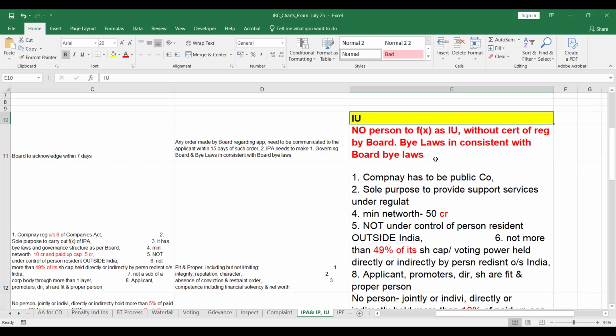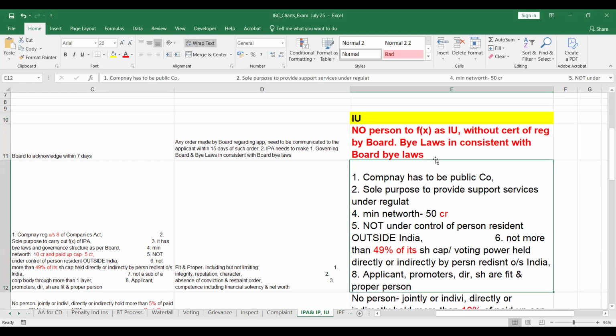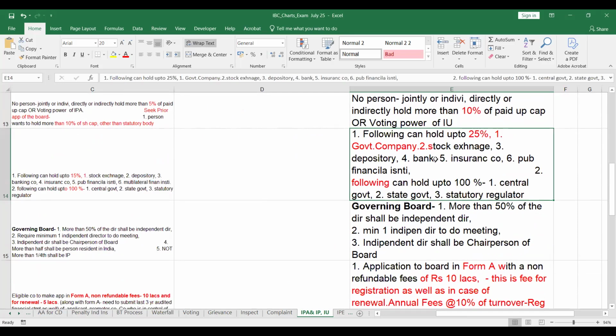An IPA has to be a Section 8 company, but an IU has to be a public company. Its sole purpose should be to provide support services under the regulations. Minimum net worth requirement in case of an IU is 50 crores. It should not be under the control of a person resident outside India. Not more than 49% of its share capital or voting power should be held directly or indirectly by persons resident outside India. Applicant, promoters, directors, shareholders must be fit and proper persons.